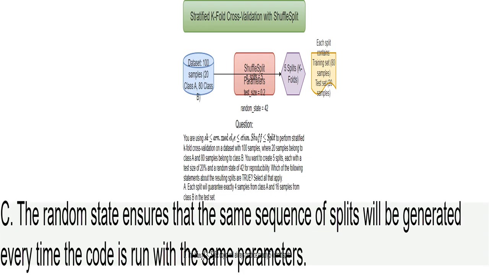Absolutely true. The random_state acts like a seed for the random number generator. Think of it like setting the starting point for a random number sequence. By fixing this value, the shuffling process becomes deterministic and reproducible. Run the code again with random_state equals 42 and you will get the exact same splits.